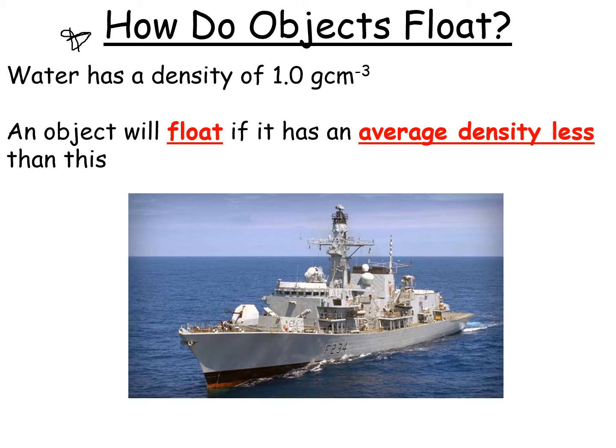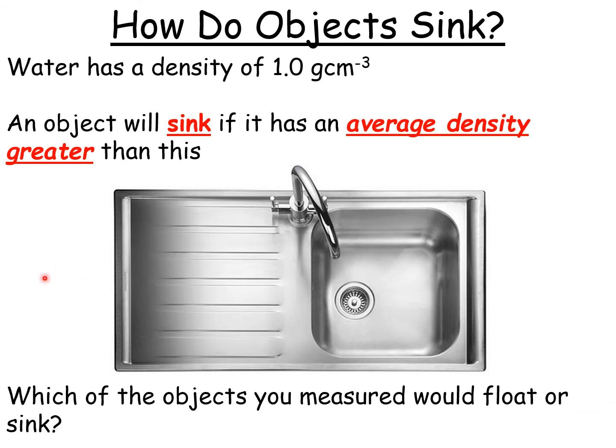So this is why objects which are made from materials which generally would sink can actually float. It's because you're going to take into account everything that object contains. If it contains air or something else, that adds to its overall density. Okay, so if you write this down again, folks, just this wee sentence here: an object will sink if it has an average density greater than this, so 1 gram per centimeter cubed. And the idea then would be that we'd look at the densities of the objects you measured in class and see which one would float and see if this matches our theory.